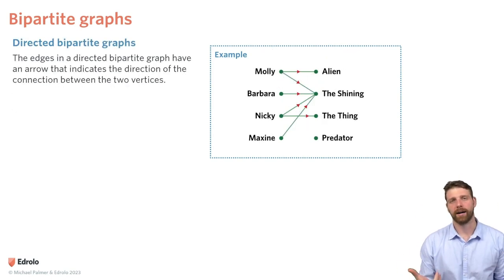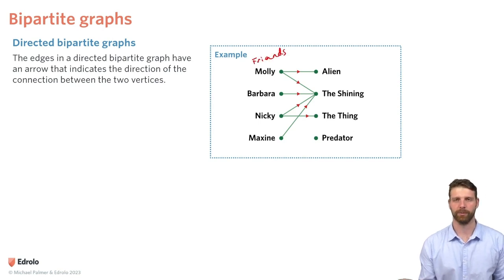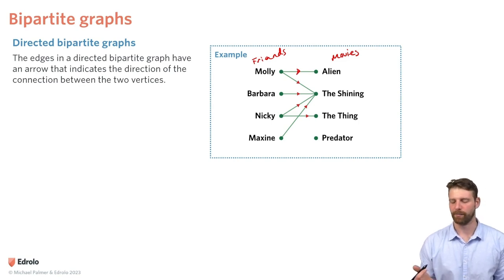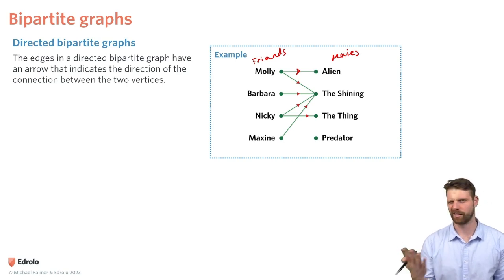So we can have bipartite graphs. We can also have directed bipartite graphs where the connection has a direction. In this example, we're looking at some friends who want to watch some movies. The directions here indicate which movie has been watched by which person. So you can see that Molly has watched Alien, but the arrow doesn't go the other way because Alien can't watch Molly because it's a film, it doesn't watch anything.